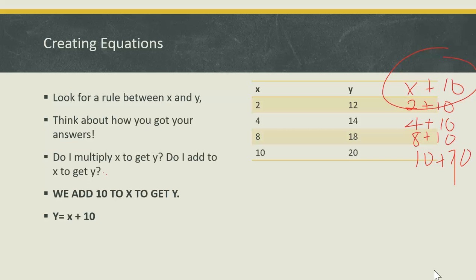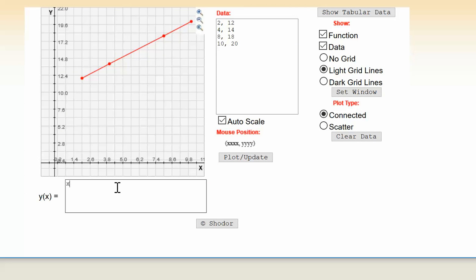Let's flip back. What did we say our rule was? y equals x plus 10. Let's type that in. x plus 10. And then we want to update. And notice what happened. It made a long line that overlaps the one we had. This means that our equation was correct. If the line doesn't overlap, it must mean your equation was wrong. So try again.